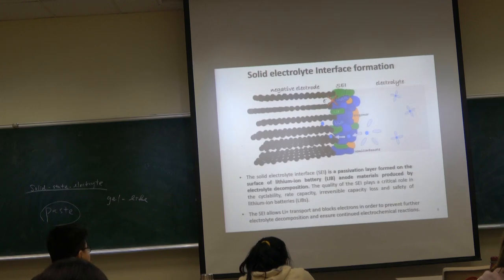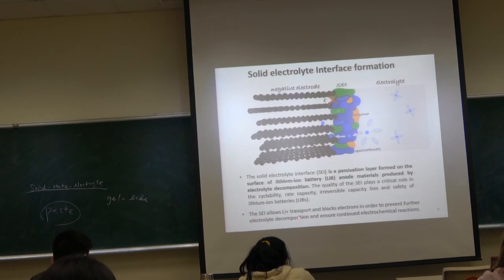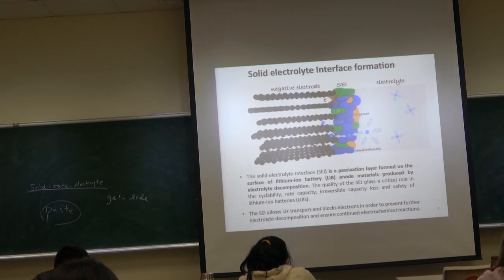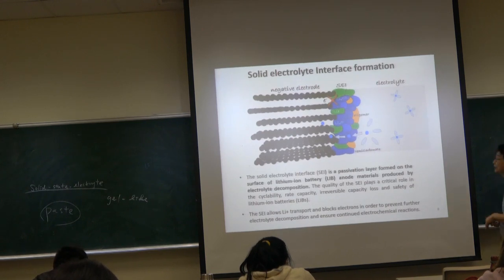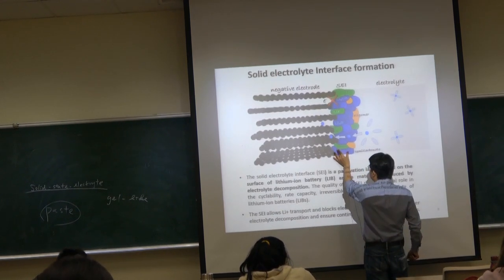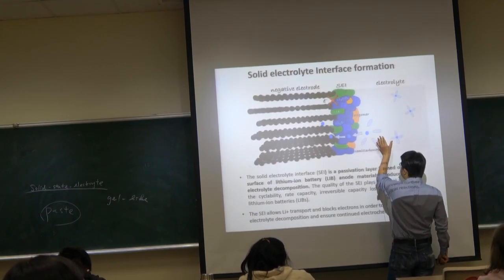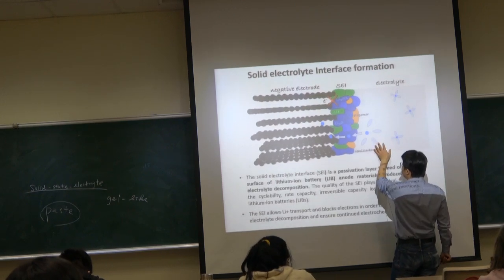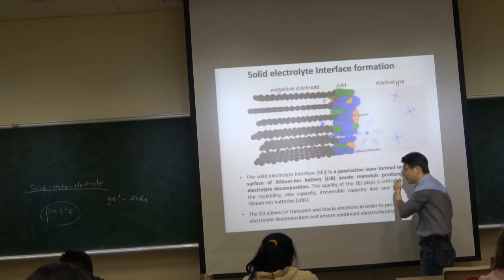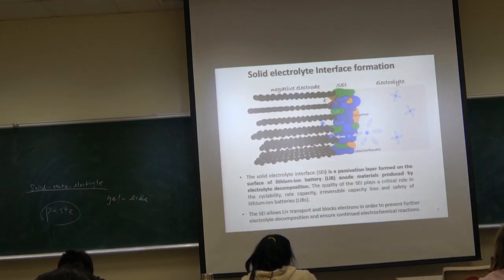So SEI allows lithium ion transport and blocks the electron in order to prevent the electrolytes from being further decomposed, ensuring continued electrochemical reaction. So a thinner SEI is good. Okay, a thinner SEI becomes a protection layer, which can prevent the electrolytes from further reaction or corrosion. So that's why, as I explained, sometimes we call SEI a positive factor.